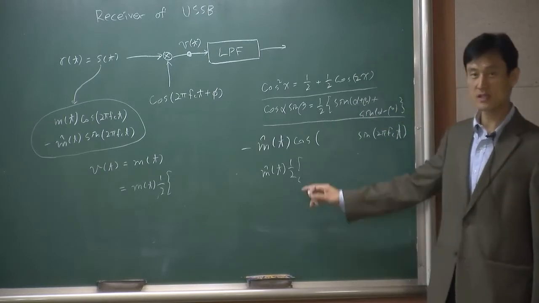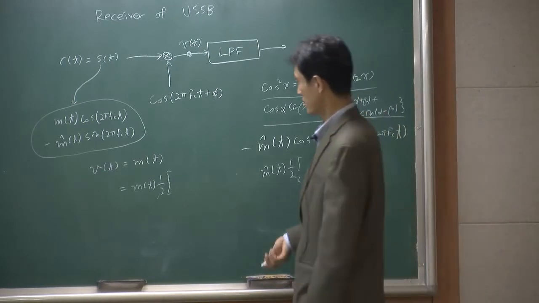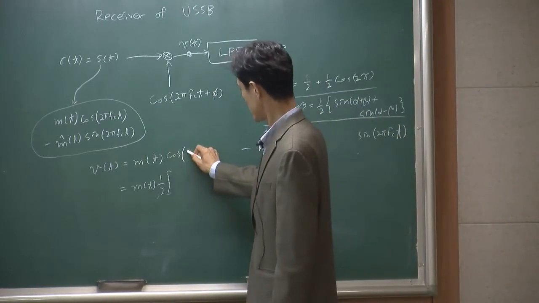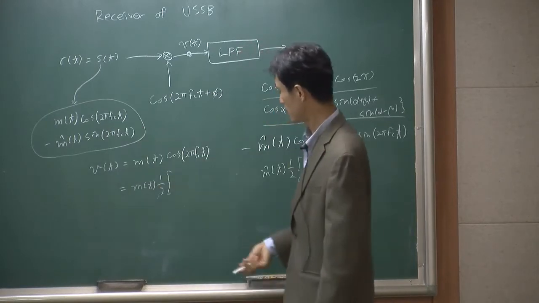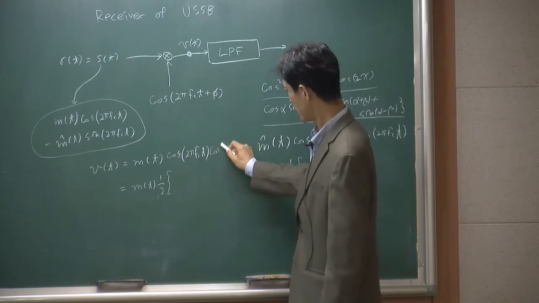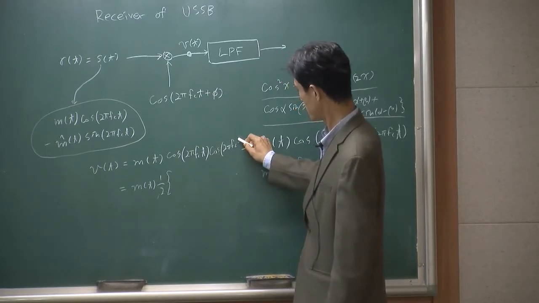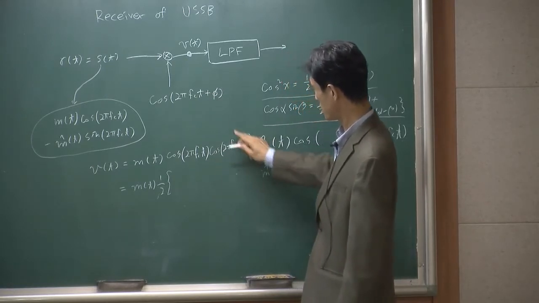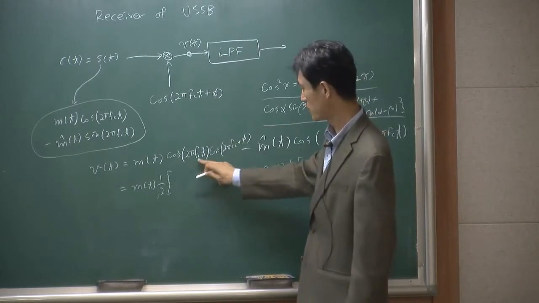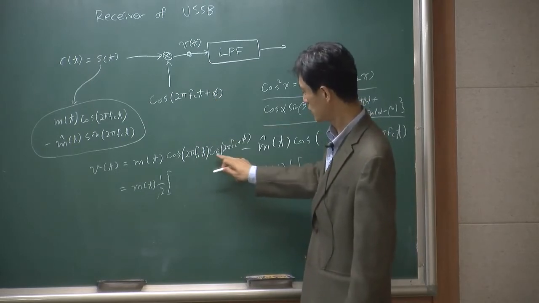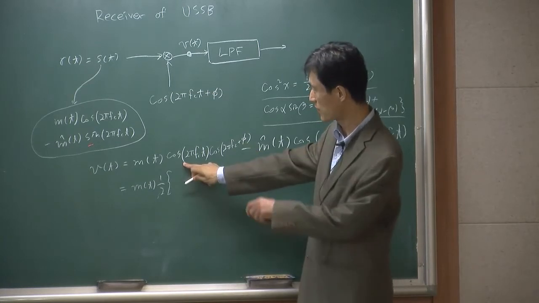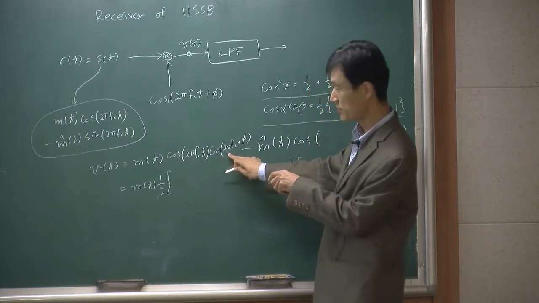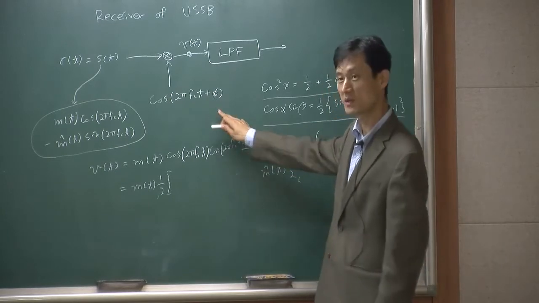Okay, if the phase is not 0, we know what happened, right? This one is cos(2π fc t) from the transmitter, and we are multiplying by cos(2π fc t + φ), and this one is from the receiver. So you're multiplying two different cosines, but we only have a phase mismatch. This cosine is from the transmitter, the second cosine is from the receiver, but we have a phase mismatch.